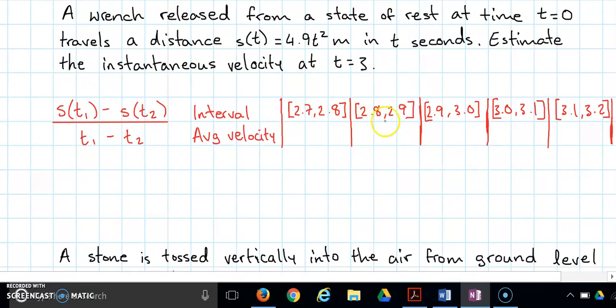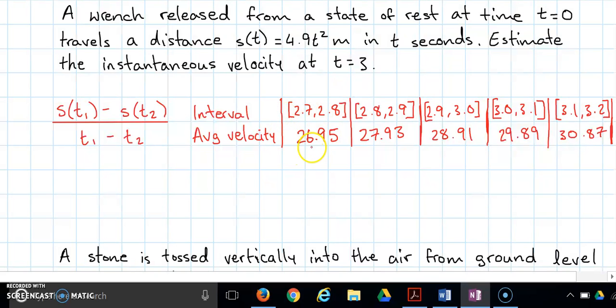We would then apply these intervals into this equation. For example, for the first interval, it would be 4.9 multiplied by 2.8 squared minus 4.9 multiplied by 2.7 squared, all divided by 2.8 minus 2.7. These would be the average velocities that we would get after plugging everything into this formula.